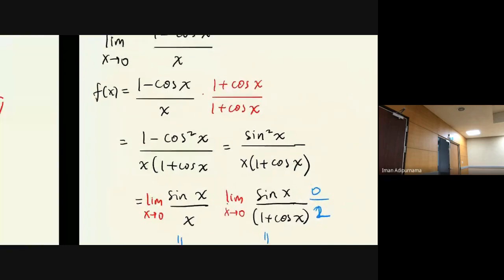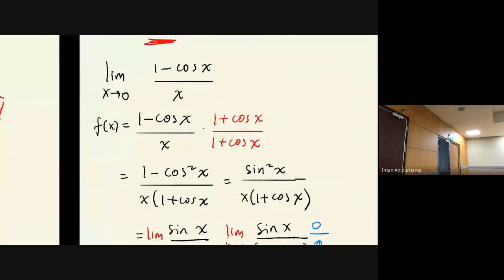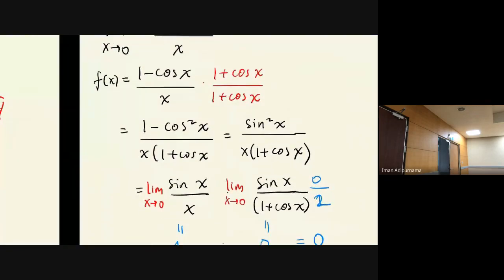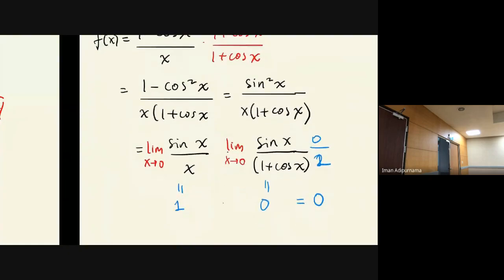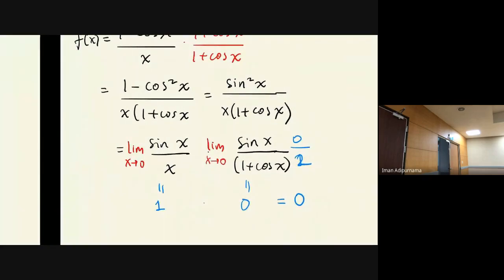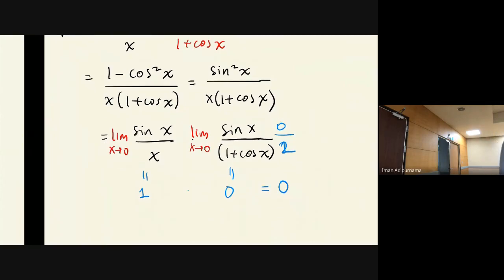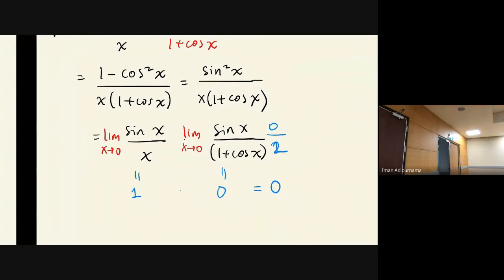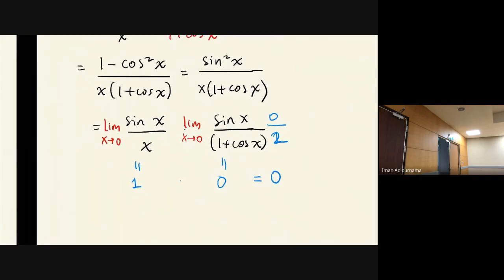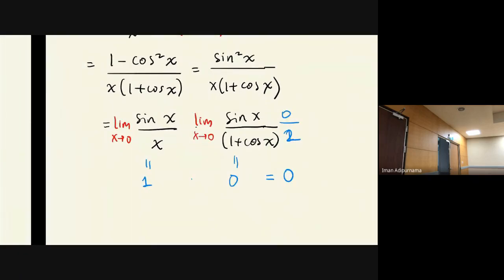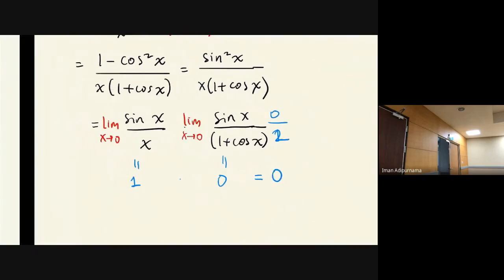So from this part, multiply by the opposite sign, you get the identity for 1 minus cos squared. It becomes sine squared. Then you separate the functions. Sine squared becomes sine. Then the left part is 1, and the right part is 0.